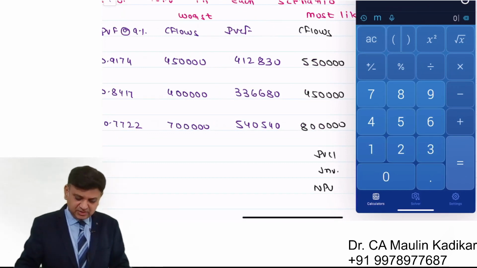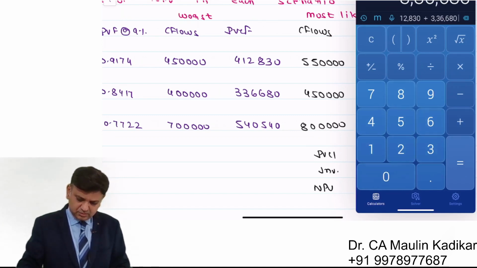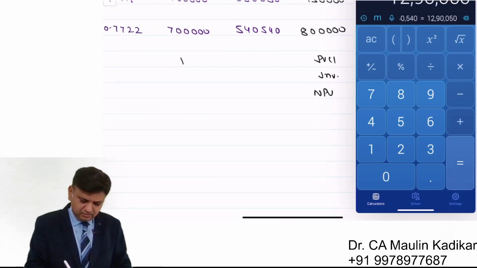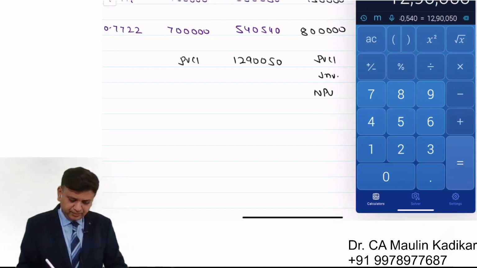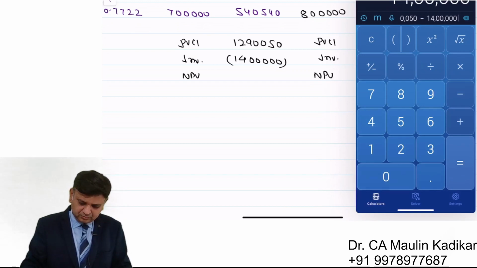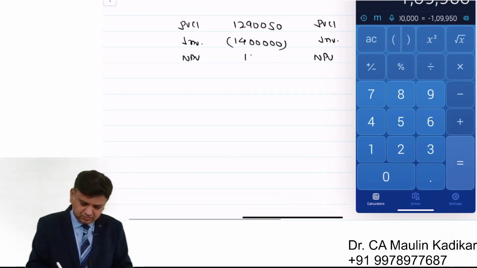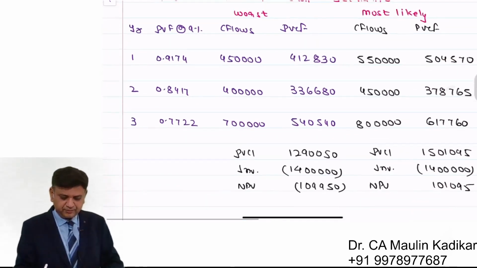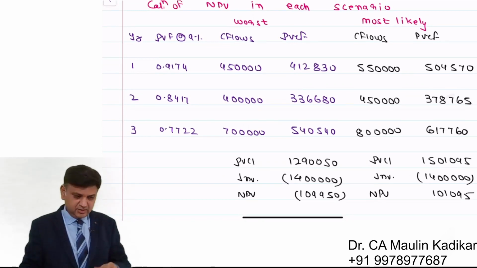In case of worst circumstances, the present value of cash inflow is 12,90,000, minus investment, that will give the NPV. That is in case of the worst and most likely.